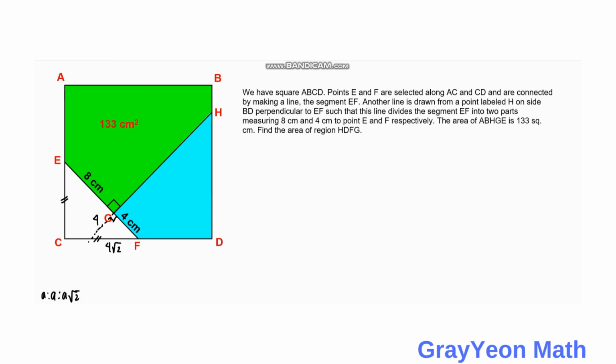Next we focus on triangle EFC. If this is 8 centimeters and 4 centimeters, you have to add them to calculate the hypotenuse of this isosceles right triangle. So 8 plus 4 is equal to 12. If the hypotenuse is 12, then the side EC is equal to 12 over square root of 2. We just rationalize this square root of 2. Then the square root of 2 becomes 2, and 12 divided by 2 becomes 6. So EC is equal to 6 square root of 2.